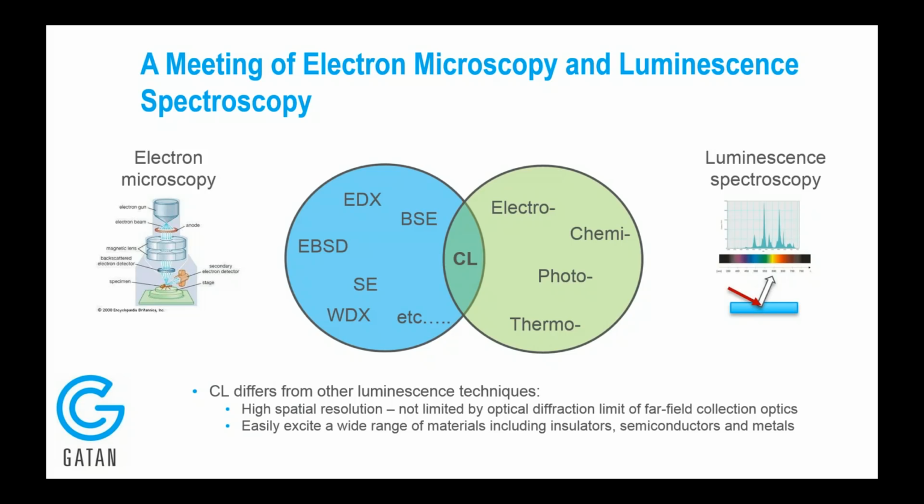in the excitation process. It also allows you to easily excite a very wide range of materials, including insulators, semiconductors, and metals. So we can study things like minerals, gems, ceramics, semiconductors, and metals. All provide light and allow us to understand the specimen in some way.